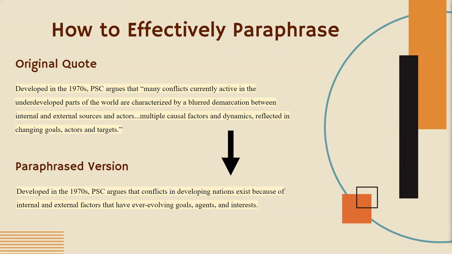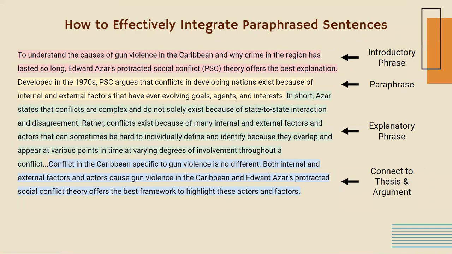Now, see what it looks like when it's paraphrased in the paragraph down below. Developed in the 1970s, PSC argues that conflicts in developing nations exist because of internal and external factors that have ever-evolving goals, agents, and interests. And then I'll ask Chris to flip to the next slide. This is what the paraphrase version would look like.